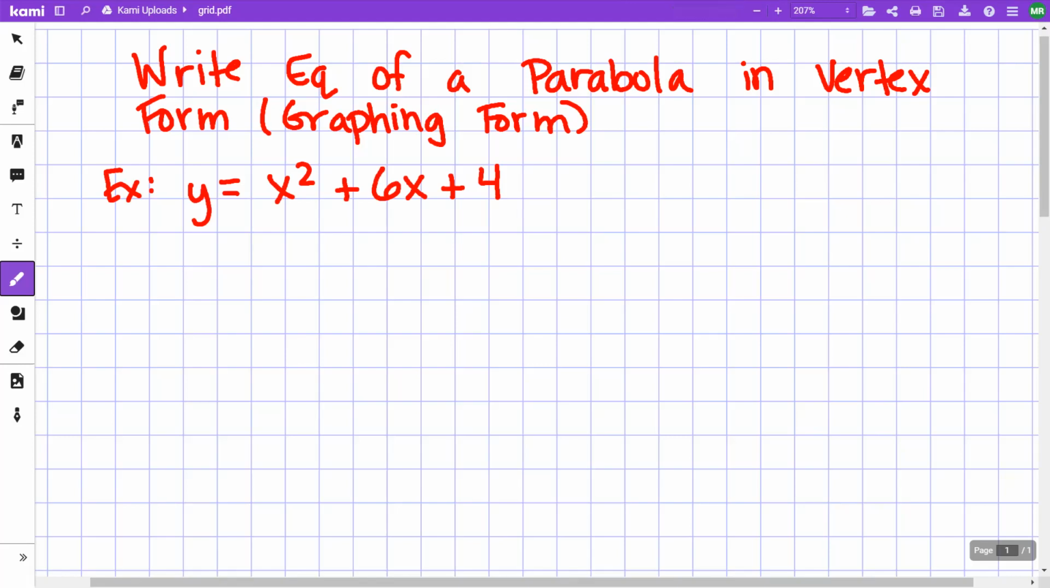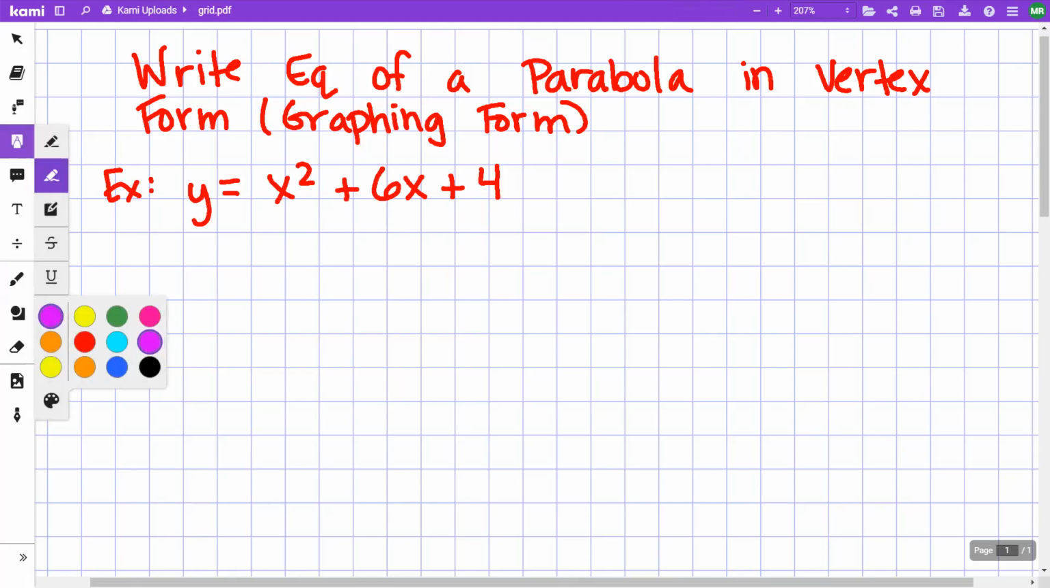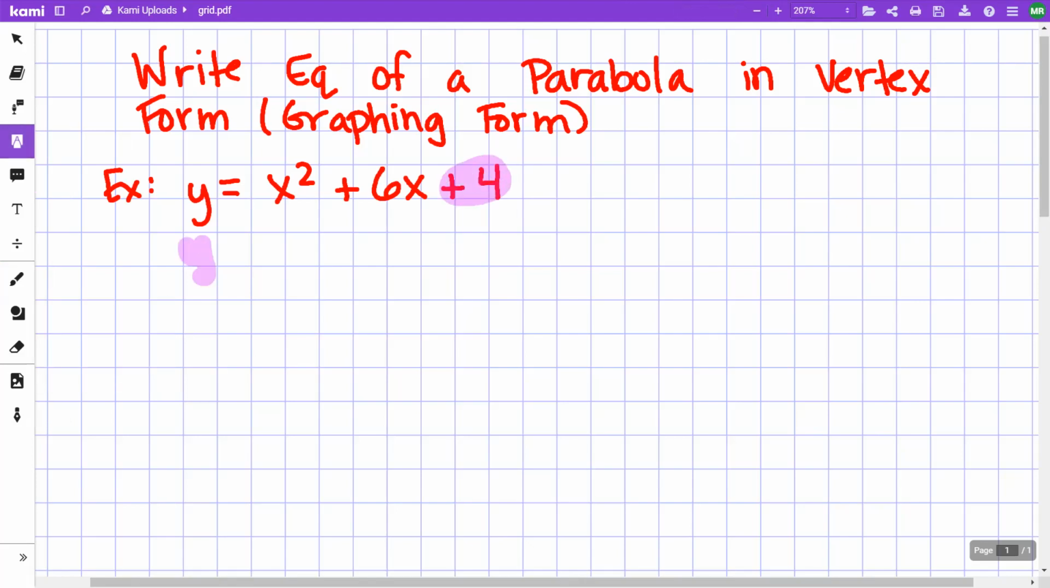So the first thing I would do is this 4, I'm going to move it to the other side. So I'm going to get y minus 4 is equal to x squared plus 6x. That's what I'm going to start with. Okay. Then what I'm going to do is try to complete the square.